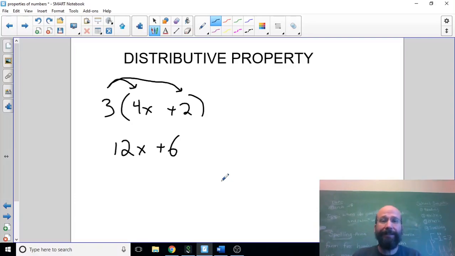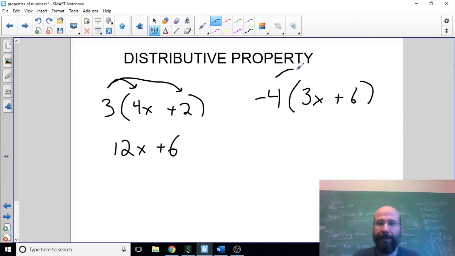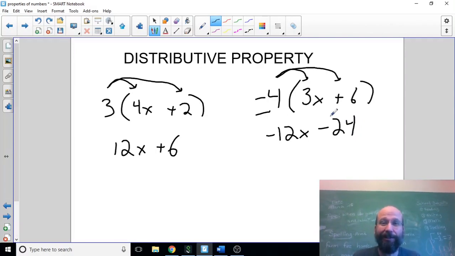The only thing to keep in mind with the distributive property really is if you have a negative number on the outside of a parentheses, for whatever the reason may be, as long as it's negative, we'll do 3x plus 6, and you distribute that. Just remember you're distributing this negative as well. So that's negative 4 times 3x is negative 12x, and negative 4 times positive 6 is negative 24. That's the hardest part about the distributive property.